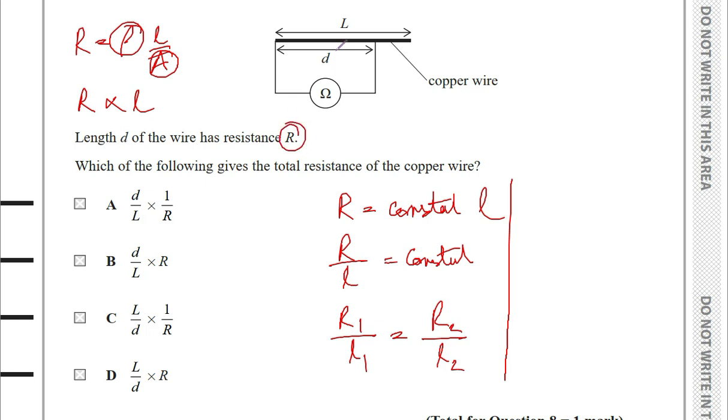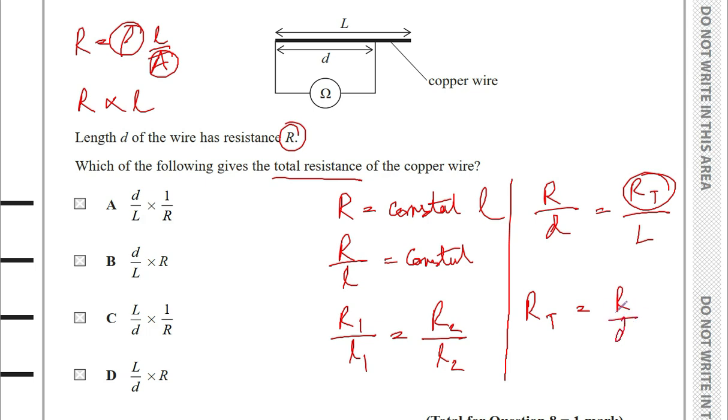So resistance 1 is R. That corresponds to this distance, this length D. So over here I write resistance by D should be equal to, I'm trying to find out the resistance, or in other words, total resistance. Let's call this RT. R2 would be RT, total resistance, and the total resistance corresponds to the total length, that is L. Now all you do is make RT the subject of the equation. RT equals R by D times L.